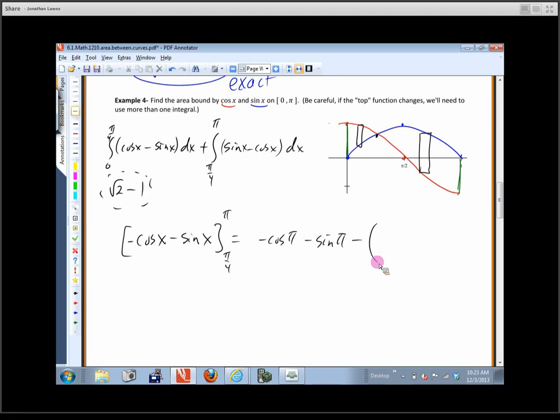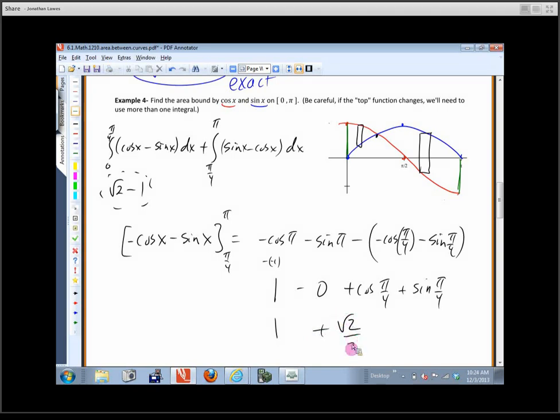When there are this many negatives floating around and I've got to evaluate trig functions, I do like to put the second one in parentheses. So this is going to be negative cosine of pi fourths minus sine of pi fourths. Let's see, cosine of pi is negative 1, so this is going to be a 1, right? Minus minus 1. Sine of pi is 0. I'll do a little bit of work here to make that a little bit easier. So I get a 1, and then I get plus radical 2 over 2, radical 2 over 2.